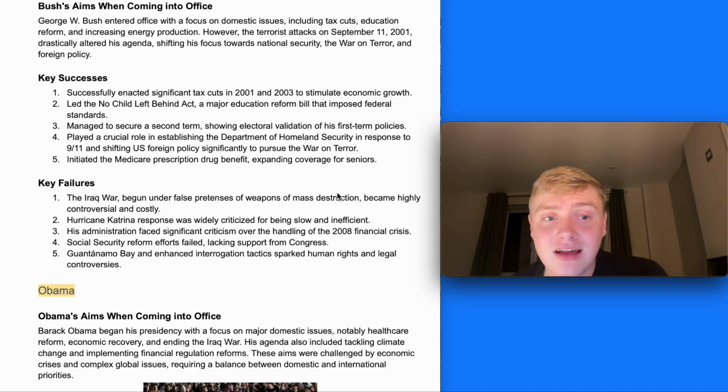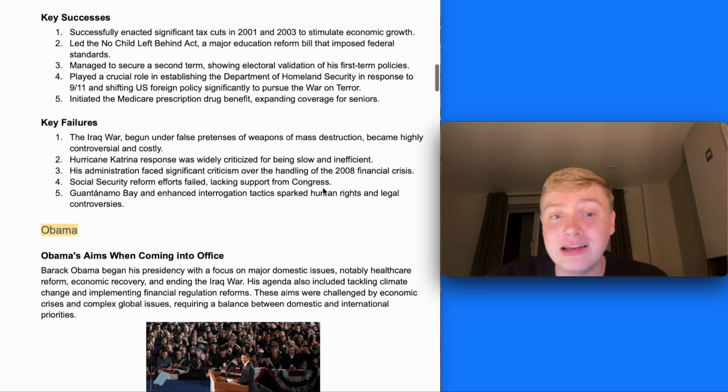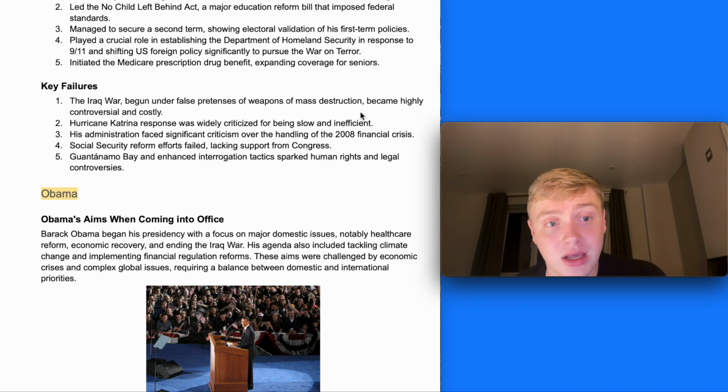In terms of his failures, the Iraq War began under false pretenses of weapons of mass destruction, and became highly controversial and costly. His response to Hurricane Katrina was widely criticised for being slow and inefficient. His administration faced significant criticism over the handling of the 2008 financial crisis. Social security reform efforts failed, lacking support from Congress, and Guantanamo Bay and enhanced interrogation tactics sparked significant human rights and legal controversies, with a lot of criticism and a decrease in the US's international reputation.